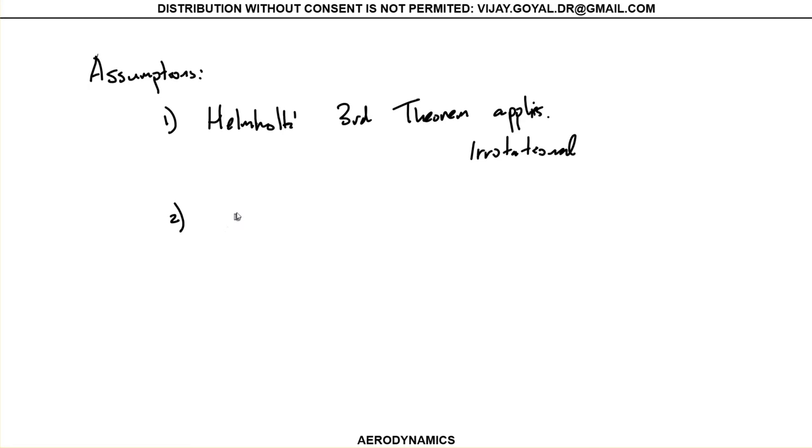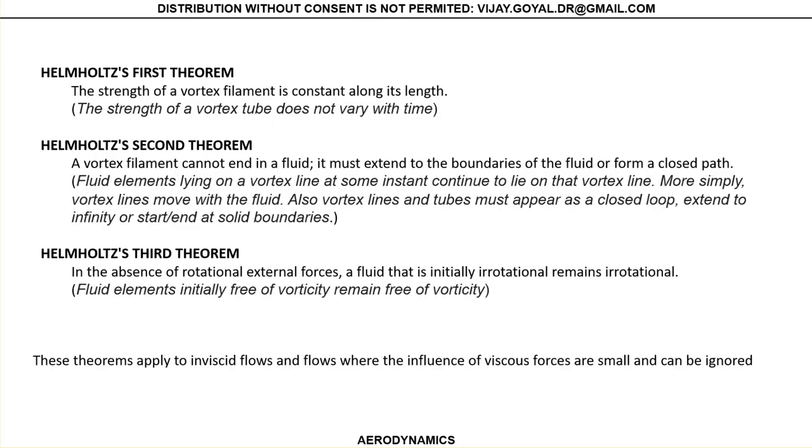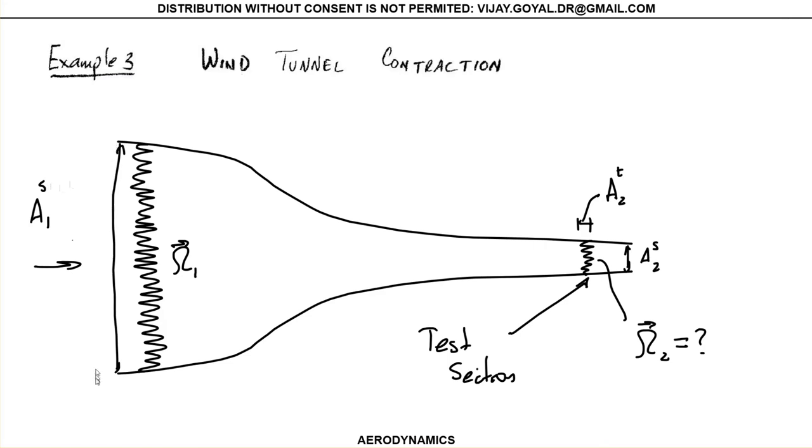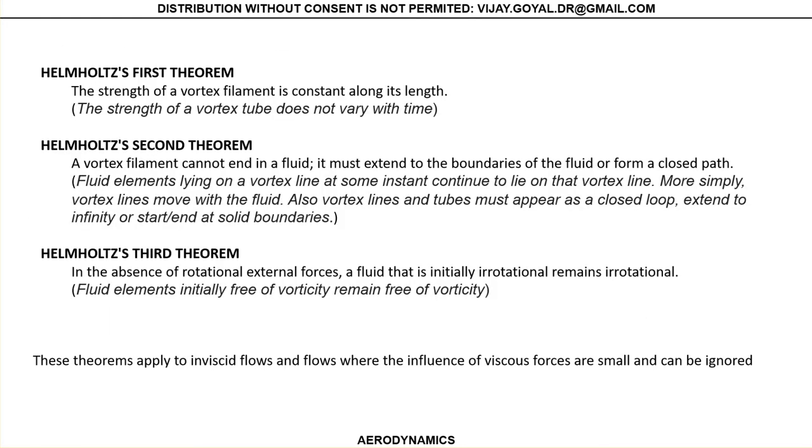And then the second, Helmholtz's second theorem also applies, right? What does the second theorem say? A vortex filament cannot end in a fluid. It must extend to the boundary and form a closed loop. And we know that, right? There has to be an enclosure. So that's why I enclosed this area and this area. So this is an enclosed area. So the second theorem also applies.